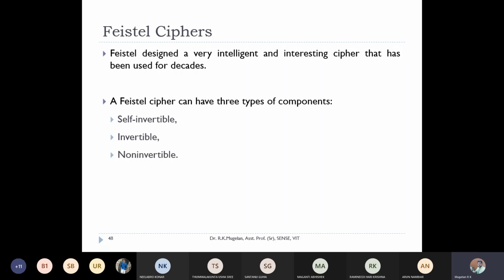Feistel ciphers have been in existence for more than 2 decades. These Feistel ciphers will have three categories of components. Actually speaking, you should put this in terms of types. You should use this as categories.